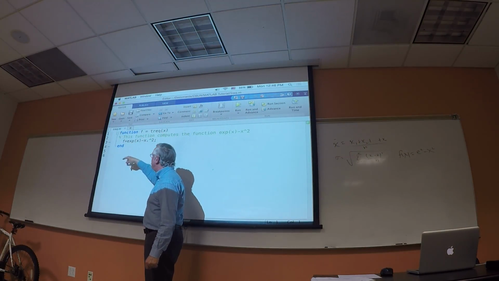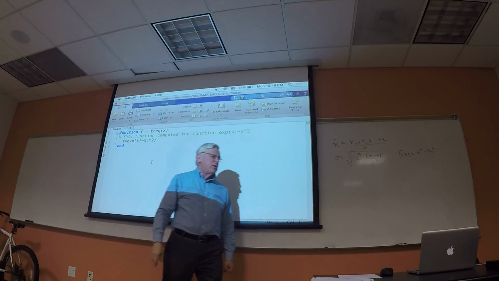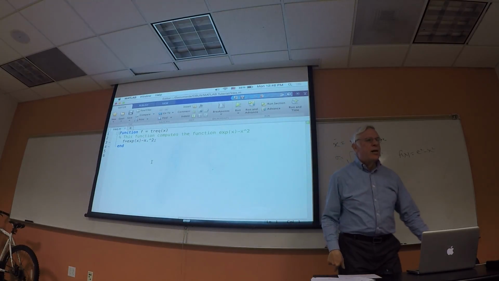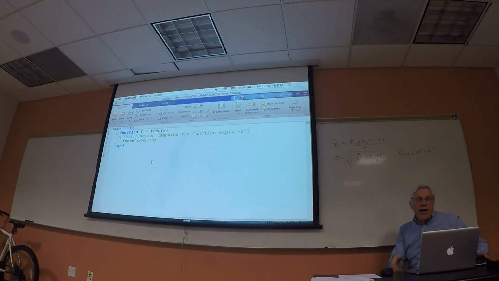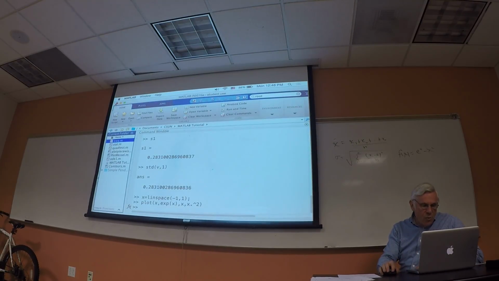So what's the first element of f? e to the x1 minus x1 squared. Next element of f? e to the x2 minus x2 squared, etc. Okay? So you have to be careful when you code this up. You have to do it in a way that the input x is a vector of x values rather than just a scalar. Okay. So let's go and see how well this thing does.